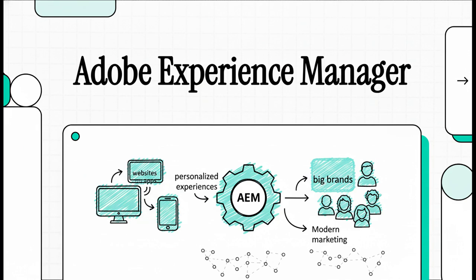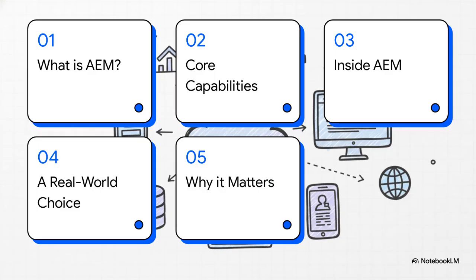So over the next few minutes, we're going to pull back the curtain on this super powerful tool and see exactly why it's become the engine for modern marketing. So here's the game plan. First, we'll nail down what AEM actually is. Then we're going to explore its core powers, what it can really do. We'll even take a quick peek inside the command center. After that, we'll tackle a real-world dilemma that pretty much every company using it faces. And finally, we'll connect all the dots to see why any of this matters for a brand that's trying to win online today. Let's get started.